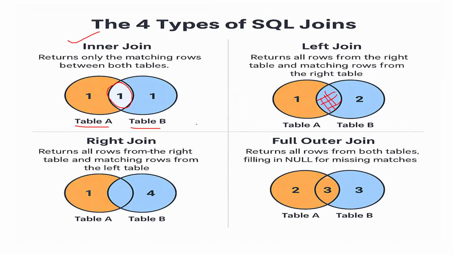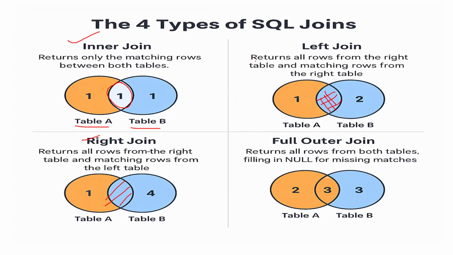Next, we come to the right join. Right join means return all the rows from the right table and matching rows from the left table. So that would be the common areas, and as well as from the right table, all the entries would be visible. But full outer join returns all rows from both the tables, filling in null for missing matches.